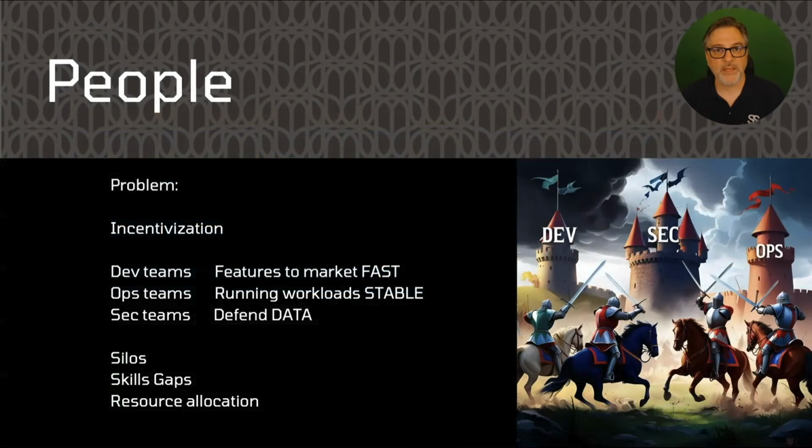And last but not least, we get to the people side of the equation. The people are the ones who are doing all of the work. Automation's great. AI, generative AI, agentic AI, all of the latest buzzwords are all fine and dandy, but there's still people responsible for getting it all done.